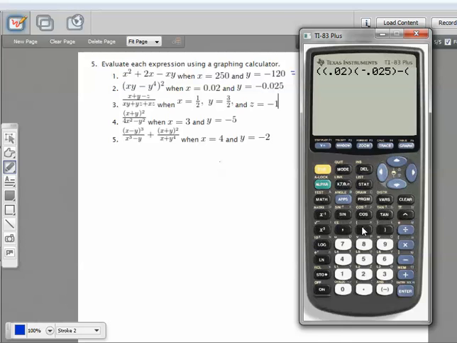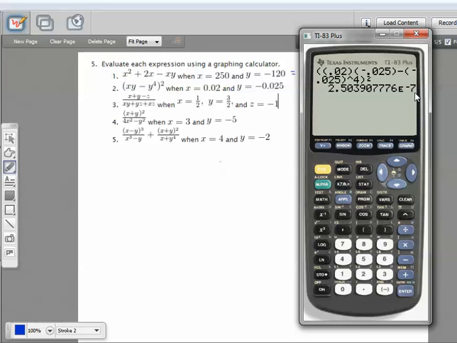minus parentheses y, which is a negative 0.025, to the 4th power. So we have that. End parentheses squared. So notice that this parentheses will actually end the one that I began with. And if I square everything on the outside, it gives me 2.5 e to the negative 7th power.